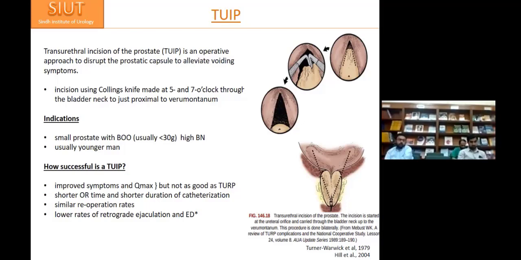How successful is a transurethral incision of prostate? There is some degree of improvement in Qmax and PSS scoring, but not as good as TURP. The positive thing is it has shorter OR time and shorter duration of catheterization and lower rates of retrograde ejaculation and erectile dysfunction.